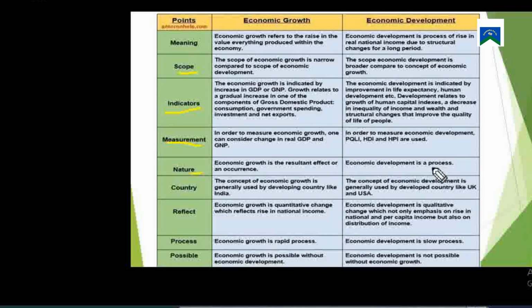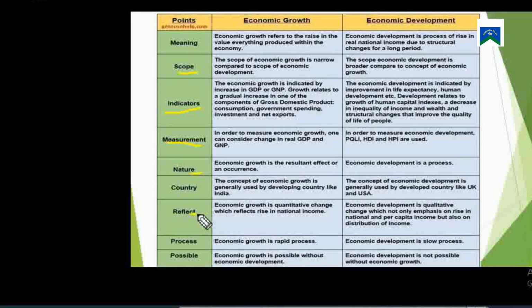The concept of economic growth is generally used by developing countries like India and our country, Nepal. We use economic growth to face economic problems or economic crisis. But economic development is mostly planned by those countries already known as developed countries, to sustain their status as a developed country, or to modernize or change their economic status.